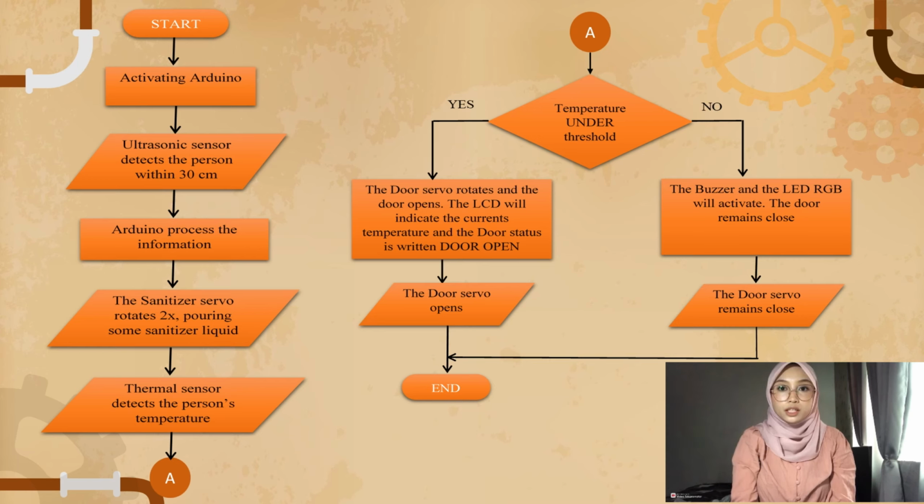If the temperature is under the threshold, which is within 30 to 40 degrees Celsius, the door servo will rotate to 90 degrees and the door opens. The LCD will indicate the current temperature and the status written as door open. If the temperature is above the threshold, which is above 40 degrees Celsius, the door servo remains closed. The buzzer and the RGB LED will activate. The buzzer will trigger and make a sound to make the people around alert about the high temperature. The door remains closed. That's all from me. Thank you.